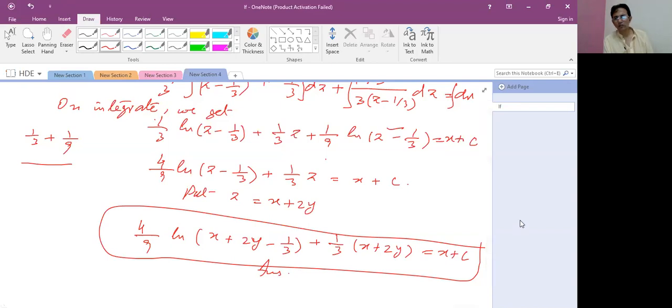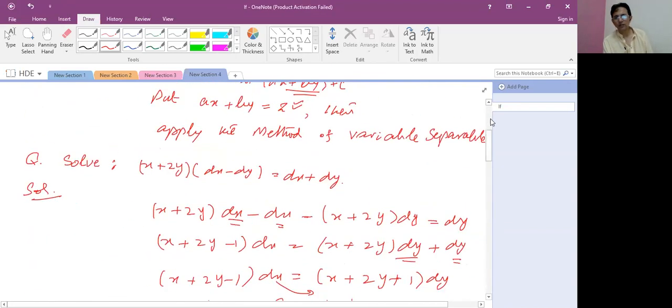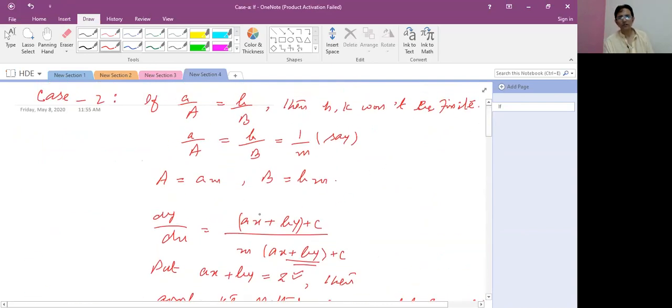I hope, student, you will learn from the lecture. We will consider the homogeneous differential equation, and the other topic, equation reducible to homogeneous differential equation. There are two cases, case 1 and case 2. We will consider both of them.